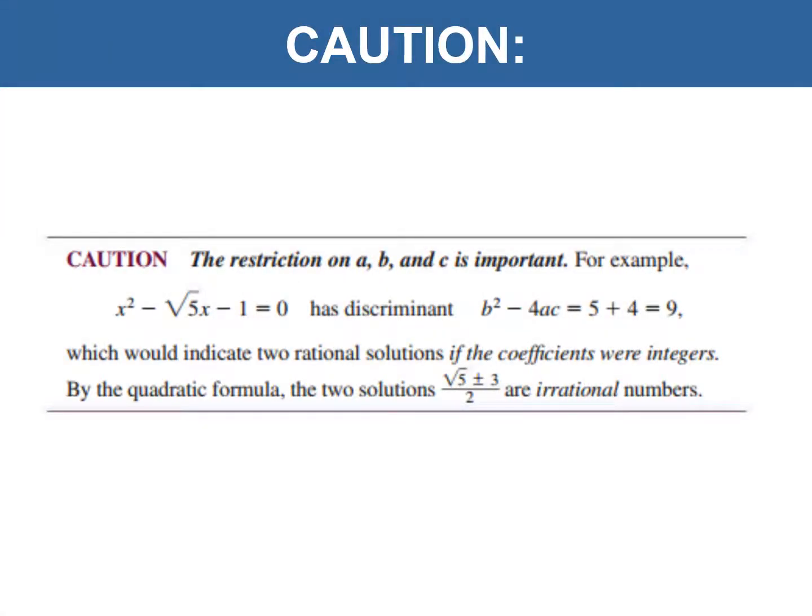Now, the restriction that A, B, and C be rational is very important. Because what if you have the square root of 5 in here? The discriminant is 9, which would indicate you're going to have two rational solutions, but you don't. You wind up with an irrational answer. So they just have to be rational numbers.